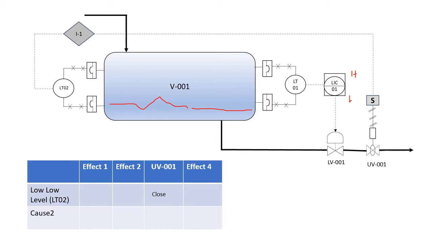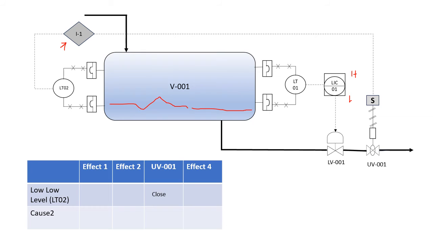But even if BPCS and alarm, these two layers are unable to protect the system, in that case, there is LT02 which provides a safety function. How does it provide the safety function? LT02, in the case of low level, the signal goes to the PLC, and this is defined by I1, and that actually actuates the on-off valve at the outlet of the vessel, which is defined as UV001, right?